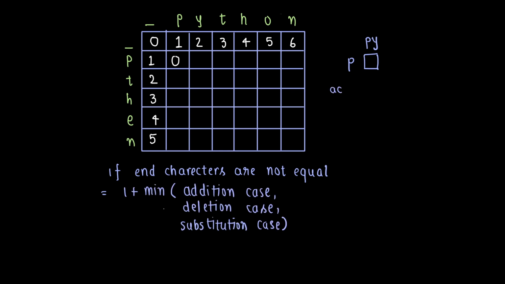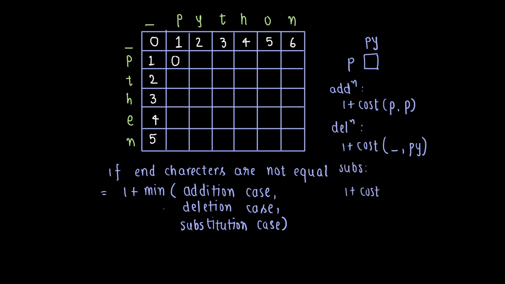The cost in the path of addition is 1 plus cost of p, head of py, which is cost of p, p. Thus we take the value from the left box and then add 1. For the deletion case, it is the cost of head of p, py. This is the cost of nil string, py, which is the upper box plus 1. For the substitution case, it is 1 plus cost of head of p, head of py, which is the value in the diagonal box plus 1. We'll fill up the values here and take the minimum.